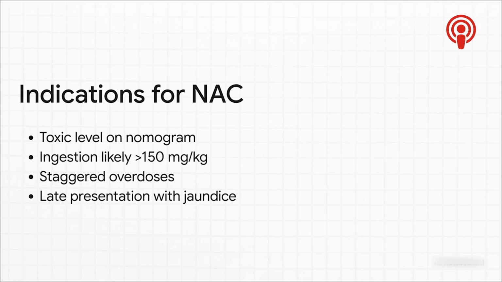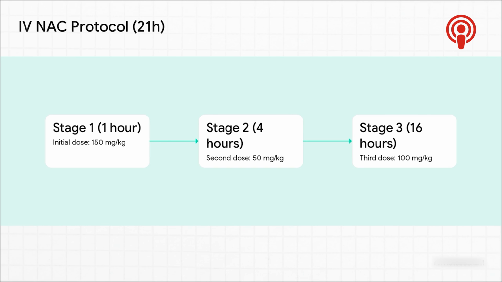So, when do you pull the trigger and give NAC? Well, there are a few clear signs. You give it if the nomogram says go. You give it if the dose was definitely over that 150 milligrams per kilogram danger line. You give it for those staggered overdoses we talked about. And you give it if someone shows up late and they're already showing signs of liver damage, like their skin turning yellow. So how do you actually give it? It's not just one quick injection. It's a whole IV infusion protocol that takes 21 hours. It's done in 3 stages, and the dose is carefully stepped down over time to keep the liver protected the whole way through.